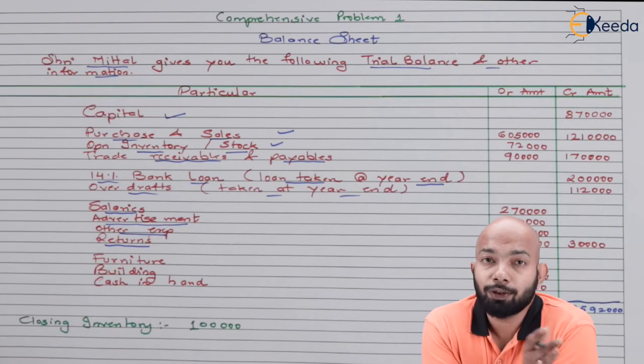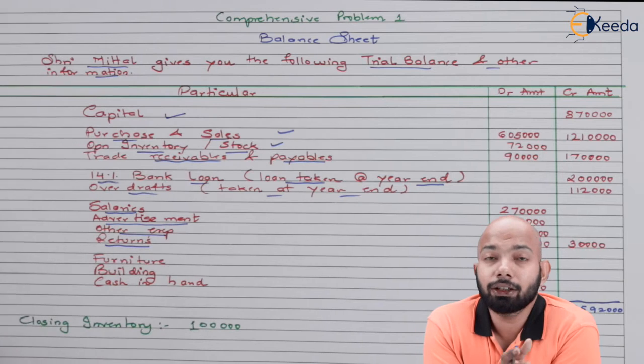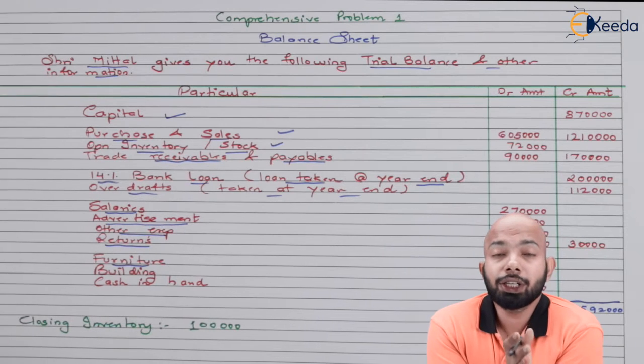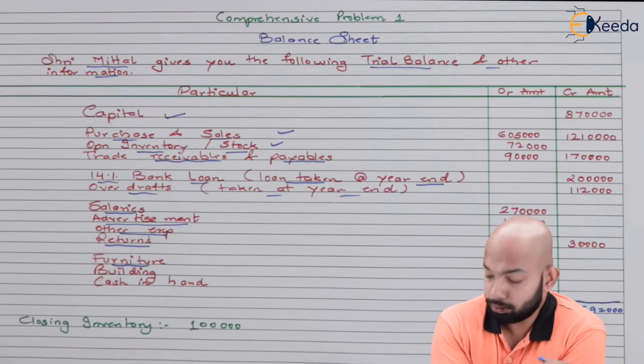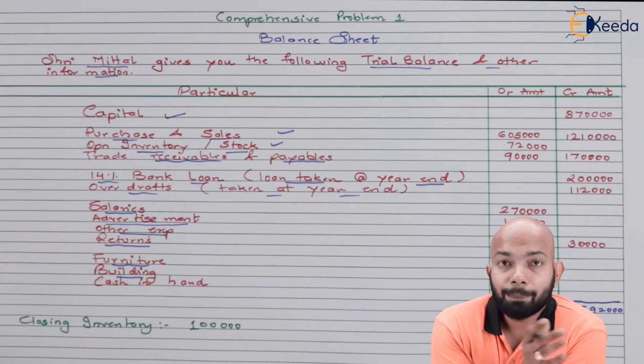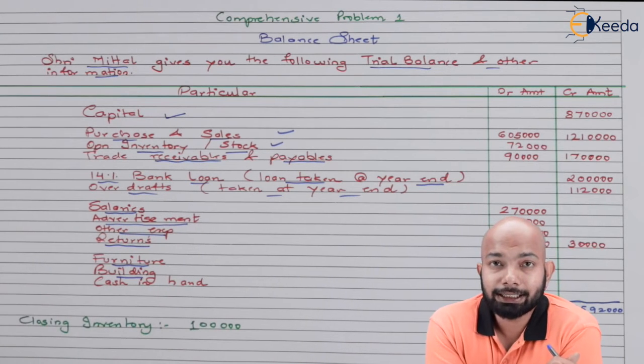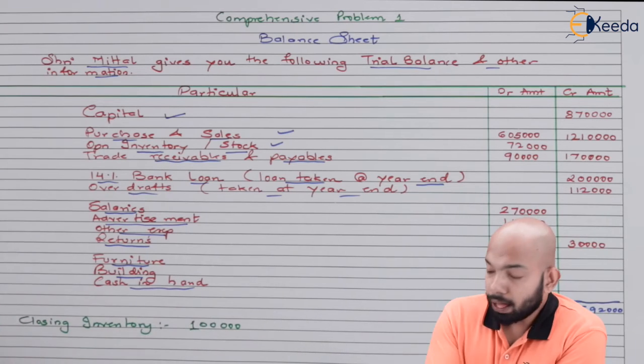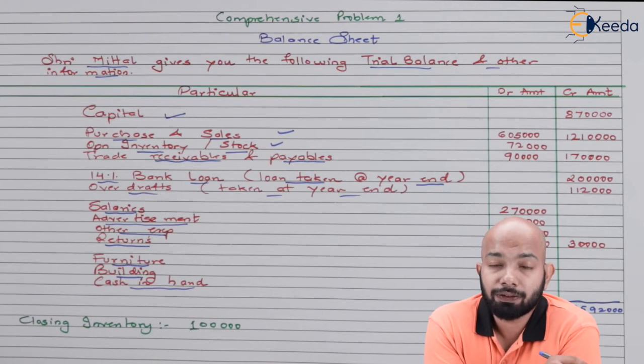Returns has been mentioned as 40,000 on the debit side and 30,000 on the credit side here. Furniture has been mentioned as 4,50,000. Building cost has been mentioned as 8,90,000. And cash in hand has been mentioned as 5,000.